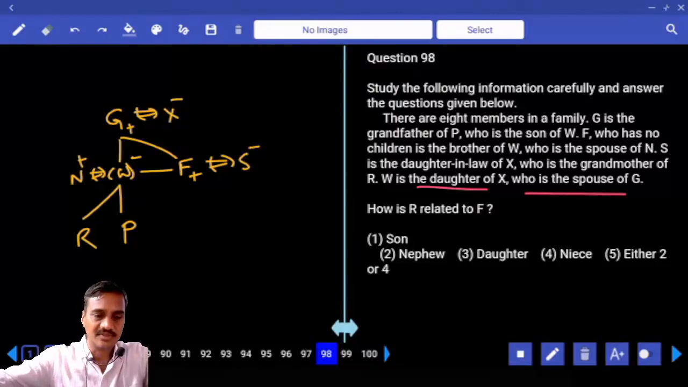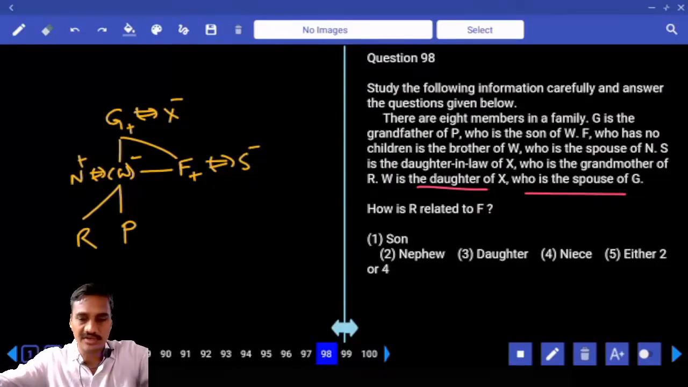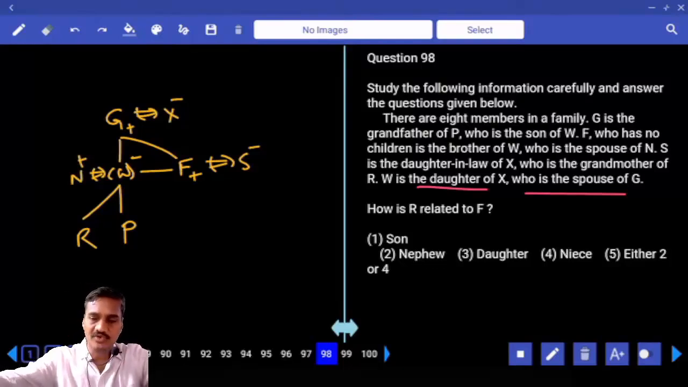Clear? Then how is R related to F? The gender of R is not known. If R is a male, nephew. If R is a female, niece. Nephew or niece, either 2 or 4. Either 2 or 4, choice 5, question 98.